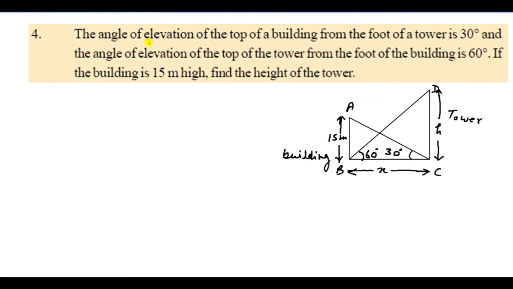Question 4. The angle of elevation of the top of a building from the foot of a tower is 30 degree. That is the tower, foot of tower. It is 30 degree for the building, which is 15 meter high. And the angle of elevation of the top of the tower from the foot of the building is 60 degree. Then find the height of the tower.